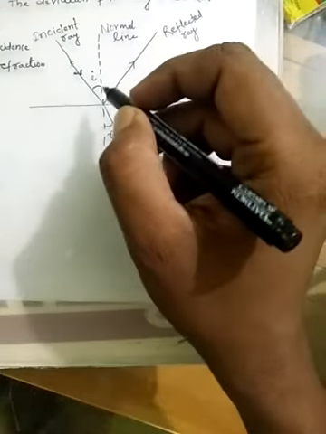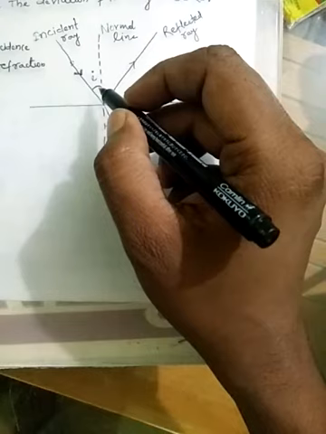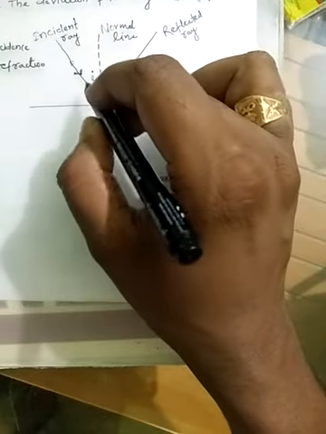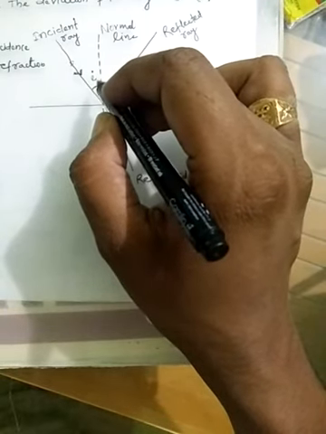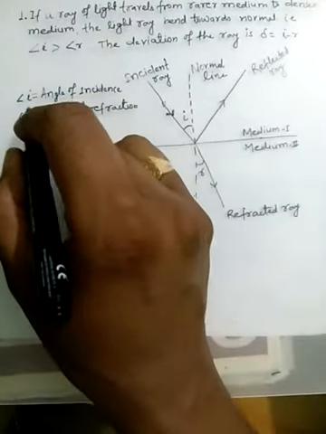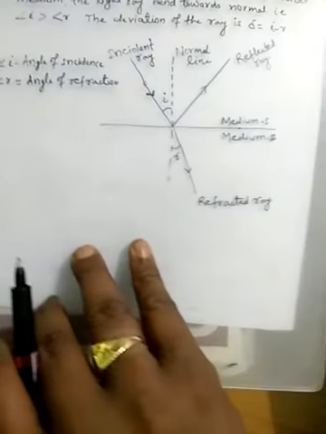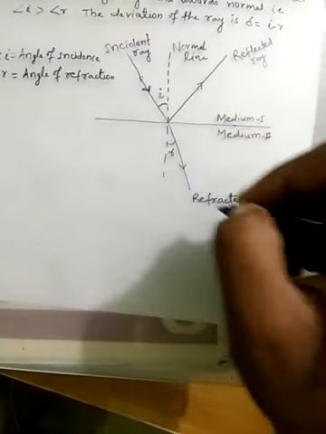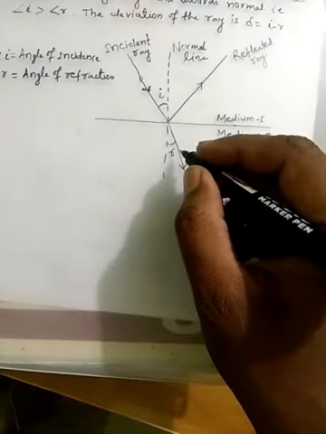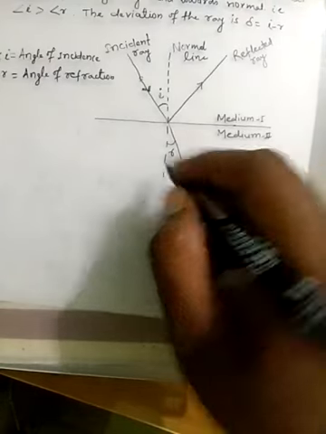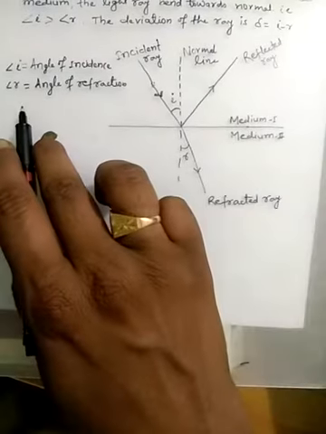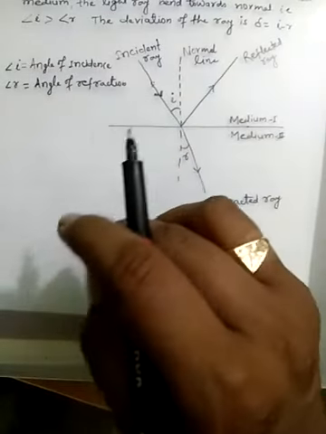Here the angle of incidence is the angle of the incident ray with the normal line, which is represented here. The small angle i is the angle of incidence, and the angle between the refracted ray and the normal is known as the angle of refraction, and it is represented by small r. Here angle r is the angle of refraction.